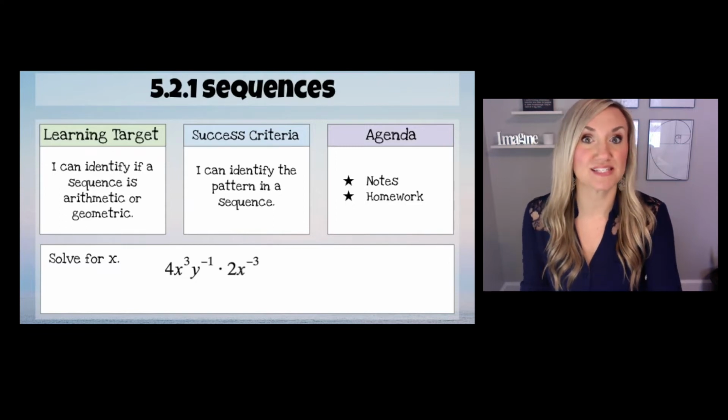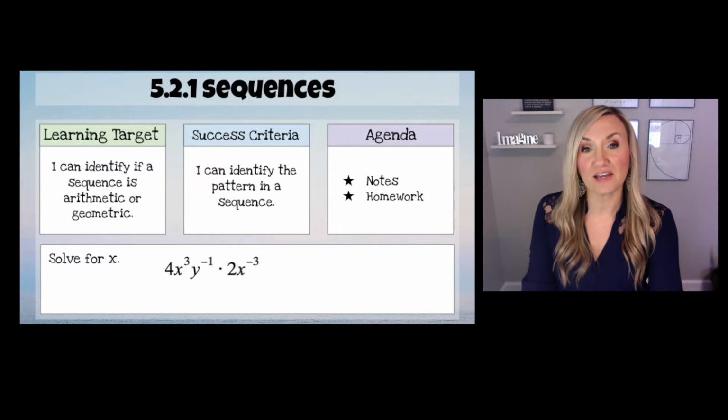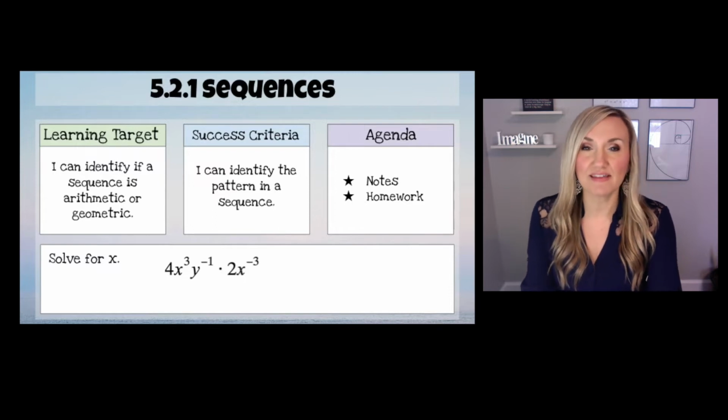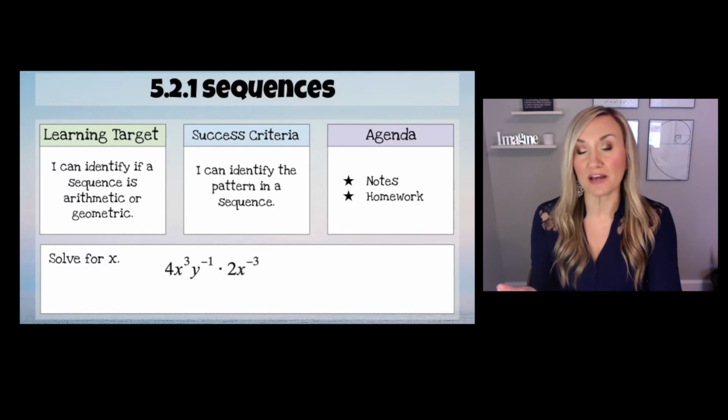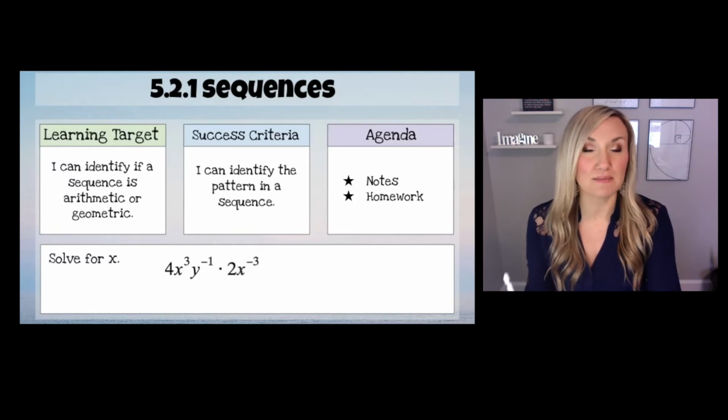Today we are talking about sequences and we are in section 5.2.1. By the end of the lesson you should be able to recognize if a sequence is geometric, if it's arithmetic, or maybe it's neither.